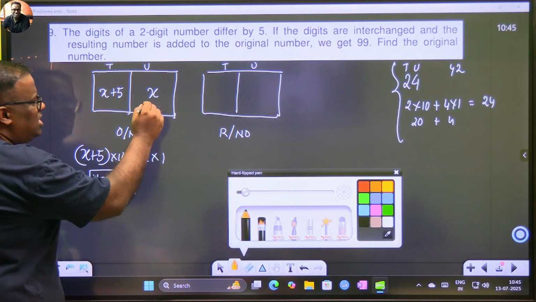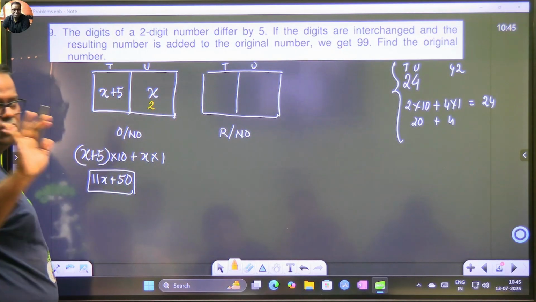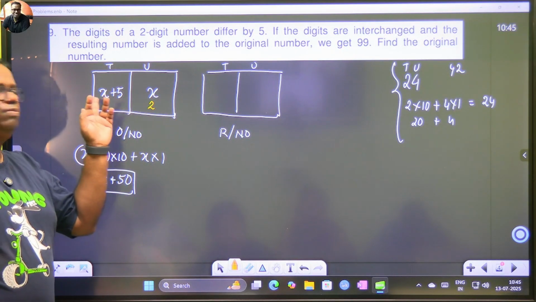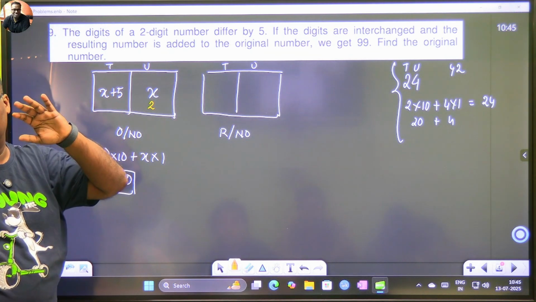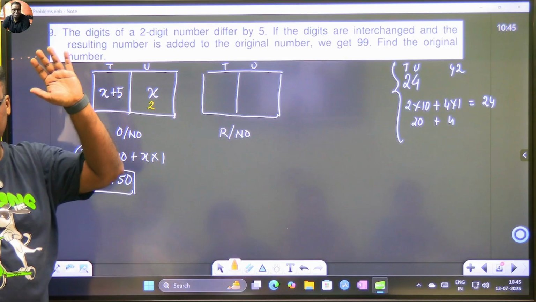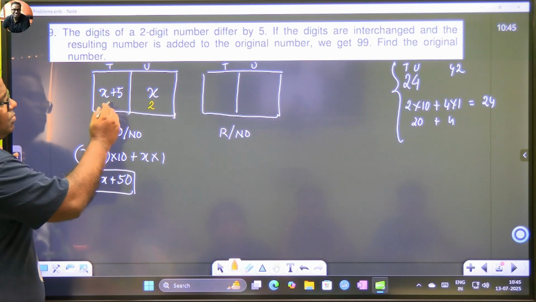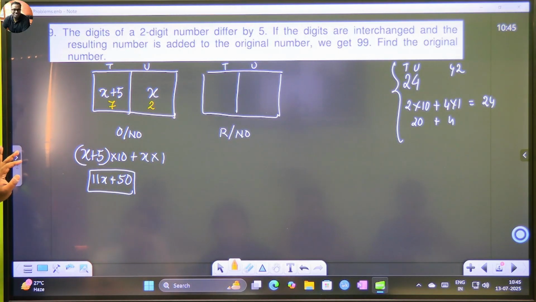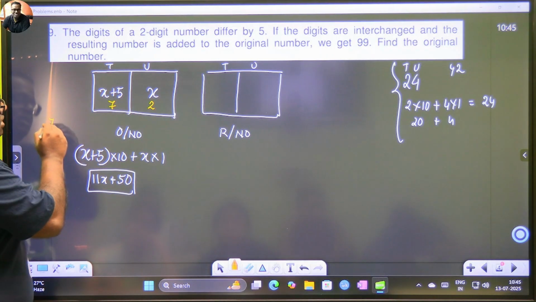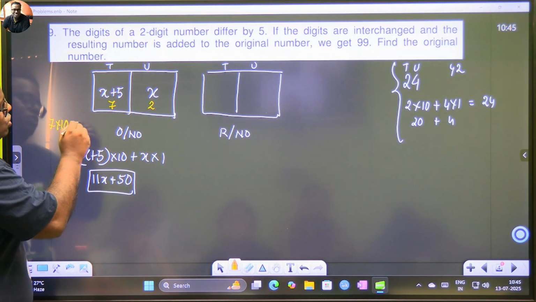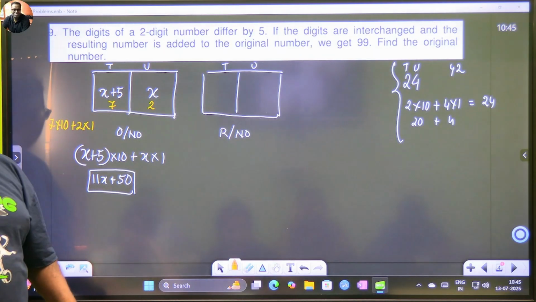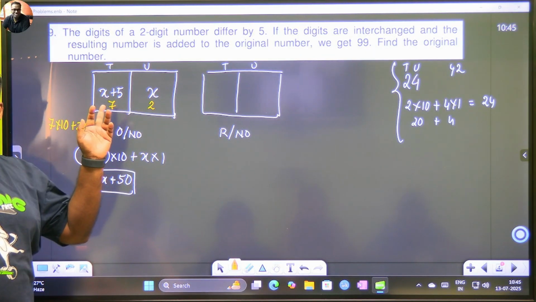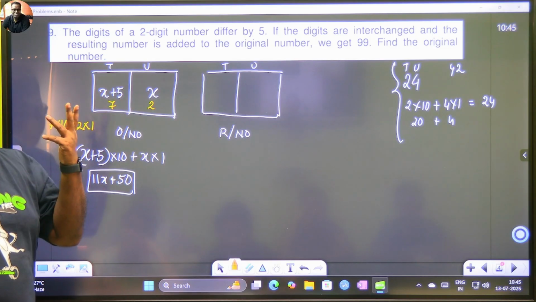Let's say the units digit was 2. Just imagine. There is a difference of 5 with the tens digit. The tens digit can be 5 up or 5 down. I don't know, so let me take it 5 up. How much will this number be? It will be 7, right? Now how will you write 72? 7 into 10 plus 2 into 1. I am doing the same thing. This 2 and 7 was given to you to explain, but I don't know it is 2 and 7.